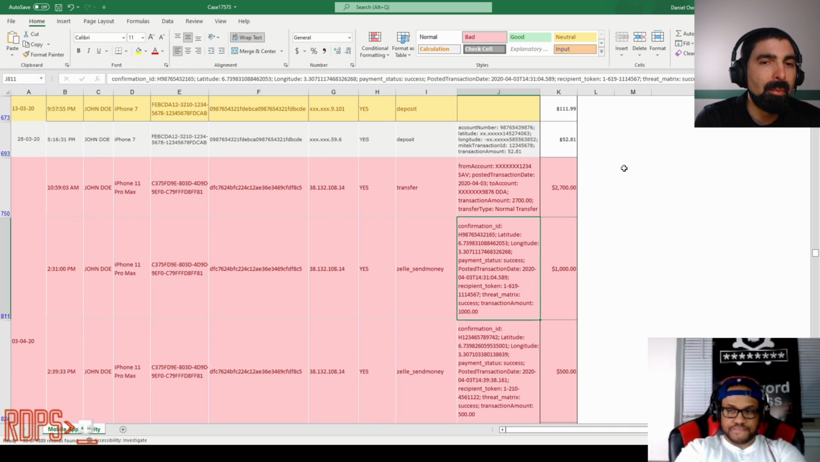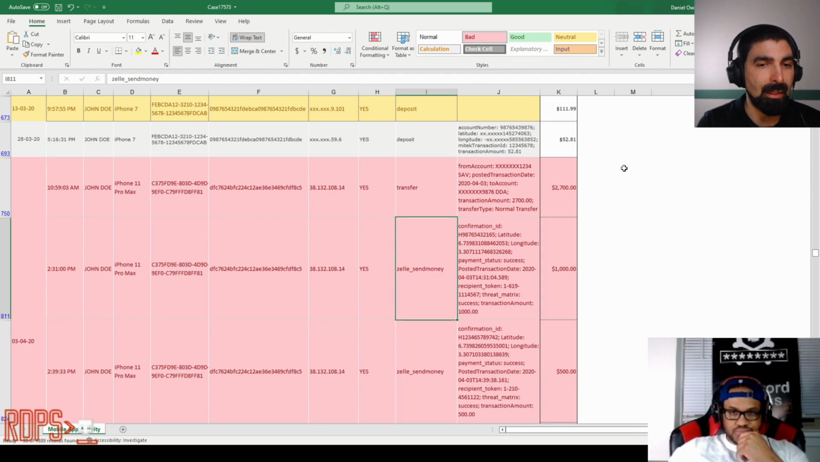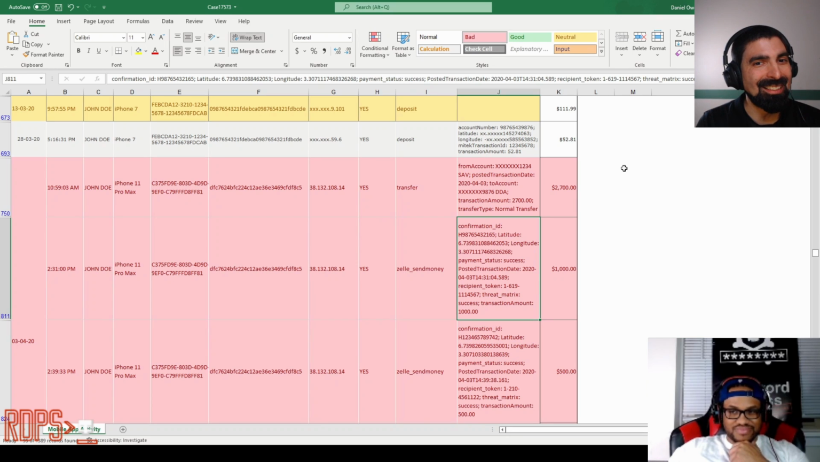Not only was this transfer done, but after they shifted the money out of savings and into checking, they then pulled the money out of checking and sent it to a different bank account using Zelle. That's very suspicious. Yes, this is very suspicious. You know what makes it even more suspicious? Latitude and longitude changed.